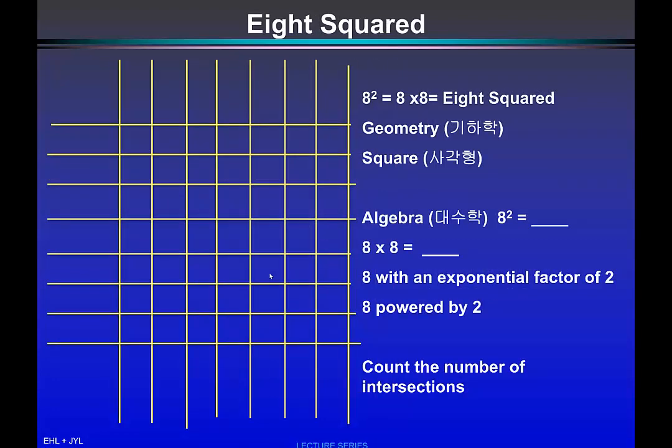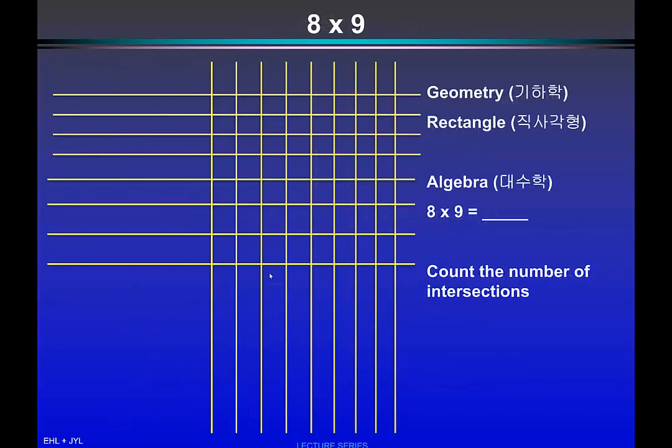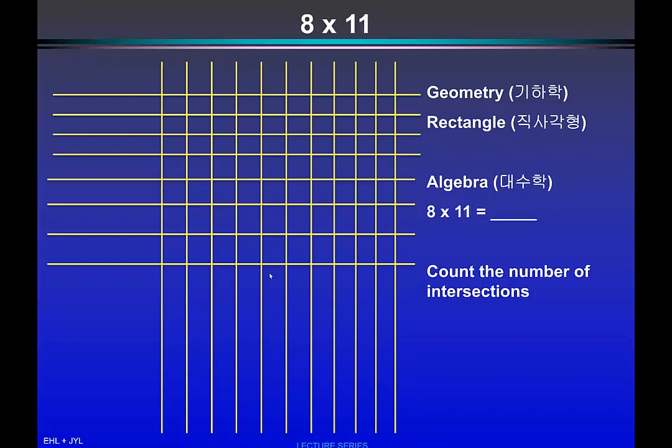8 squared, or 8 times 8, is 64, which is another geometry of a square. 8 times 9 is 72. 8 times 10 is 80. 8 times 11 is 88. 8 times 12 is 96. Okay, and that is the geometry of a rectangle.